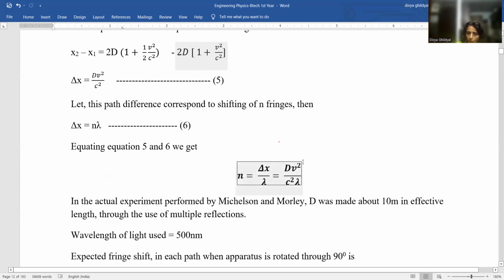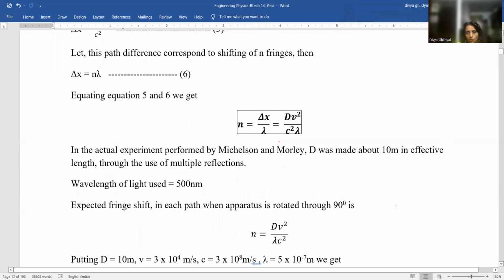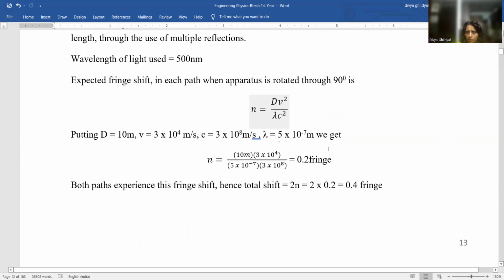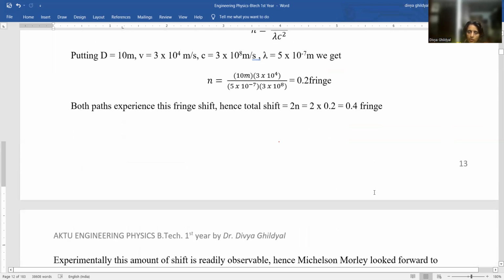If you have a closer look at this expression, lambda will be the wavelength of my monochromatic source of light. V will be the velocity of the earth. C the speed of light. And for this experiment, D, Michelson Morley had approximately made it 10 meter. And obviously wavelength of monochromatic source of light is around 500 nanometer. So we keep this value, we get the value of n as approximately 0.2. Path difference will be twice, and both paths experience this fringe shift, so it becomes 0.4.